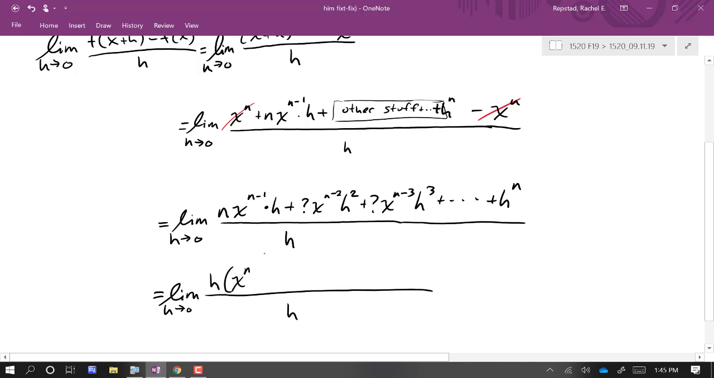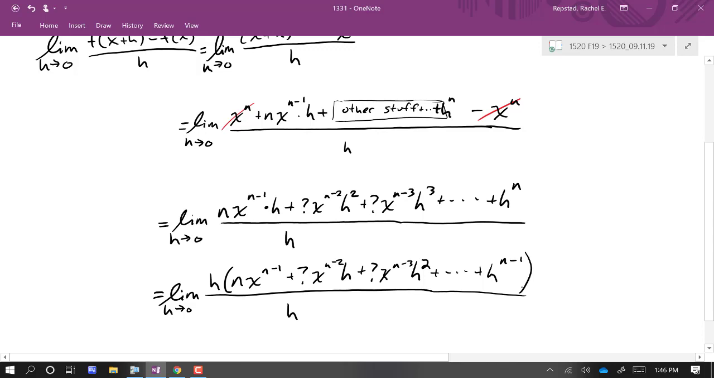So we get n x to the n minus 1, plus something x to the n minus 2 times h to the first, plus something else x to the n minus 3 h squared, plus, and then we're all the way down here at h to the n minus 1. I just took an h out of each of them. Now, we're going to cancel all these h's, but then when you look at what's left, this doesn't have an h, but everything else does. That's why I don't care what those coefficients are, because we're going to let h go to 0.